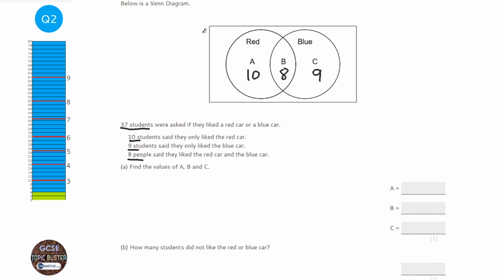Now it says, how many students did not like the red or the blue car? So if we add all those together, we get 27, but there's 37 students in total. So if we take them away, we get the answer of 10, and we can actually show that on a Venn diagram on the outside like that. So let's fill in my answers, 10, 8, and 9.